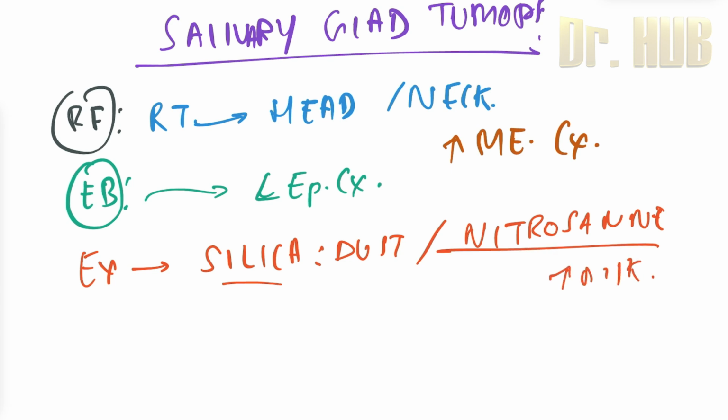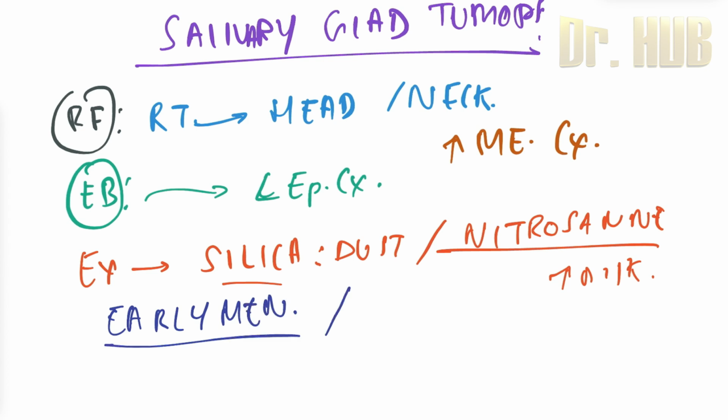Next, early menarche and nulliparity are associated with a higher risk. Then comes trisomy 5. Trisomy 5 is a high risk for mucoepidermoid carcinoma.